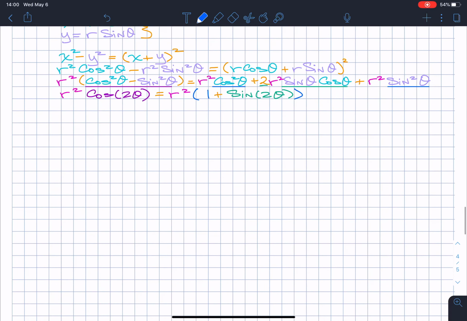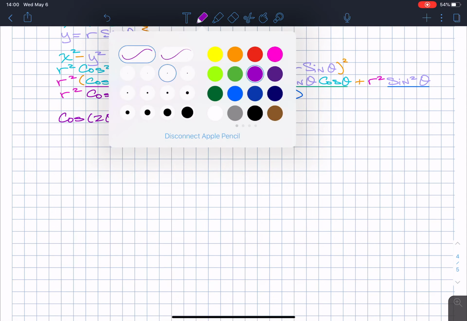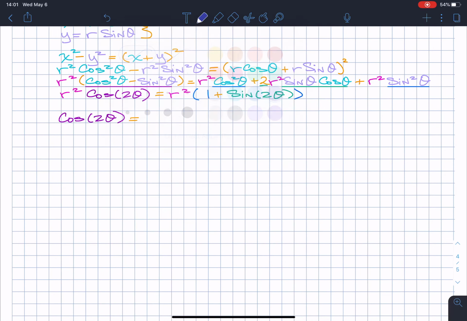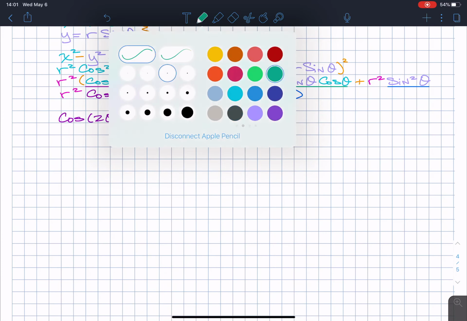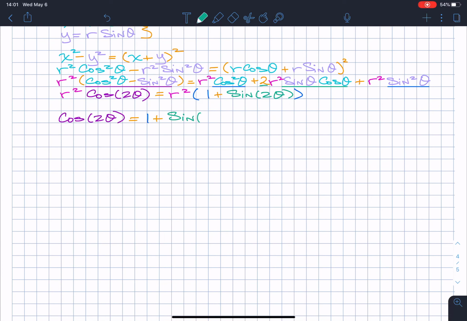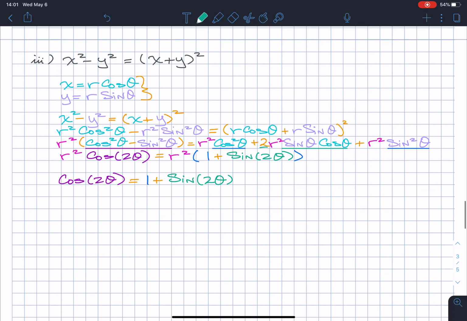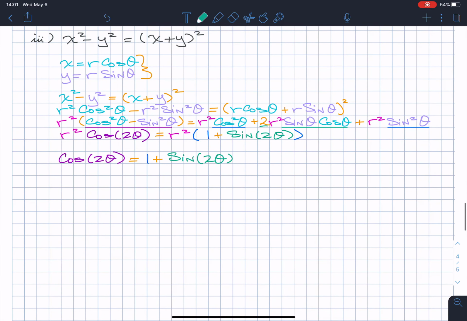So reducing the r squareds, I end up with cosine of 2 theta is equal to 1. What color did I use? Was it that one? No, I didn't think so. It was this one. So 1 plus sine of 2 theta. And there we are. Now it's in polar form. Okay, that's number 3. Okay, so let's go backwards now.